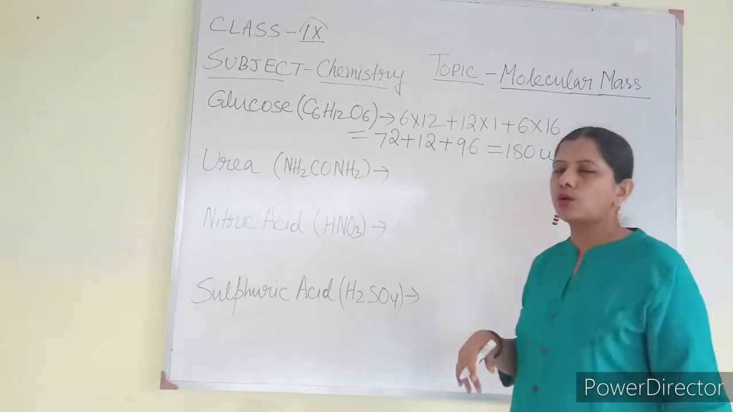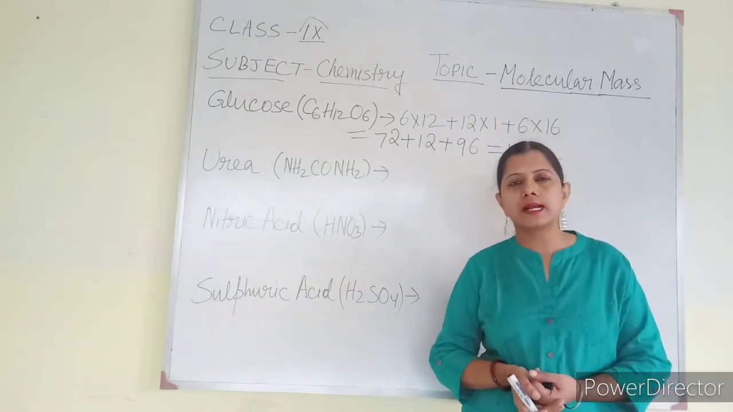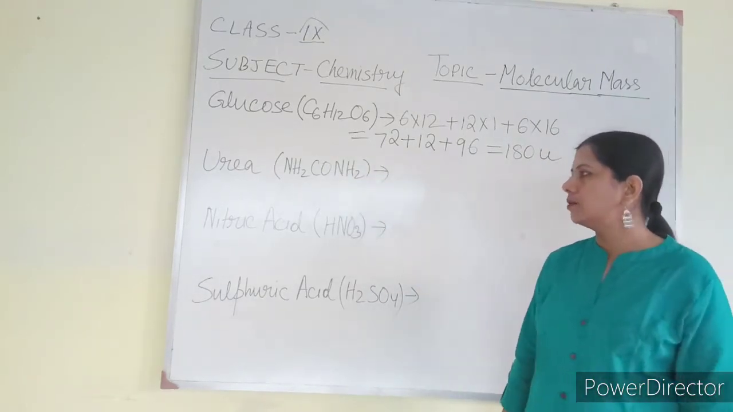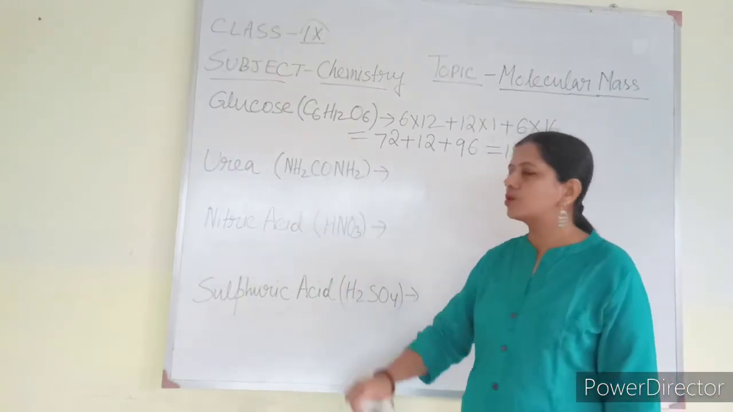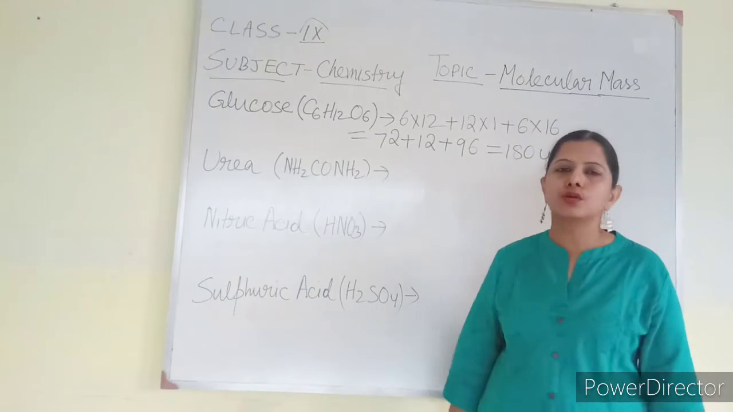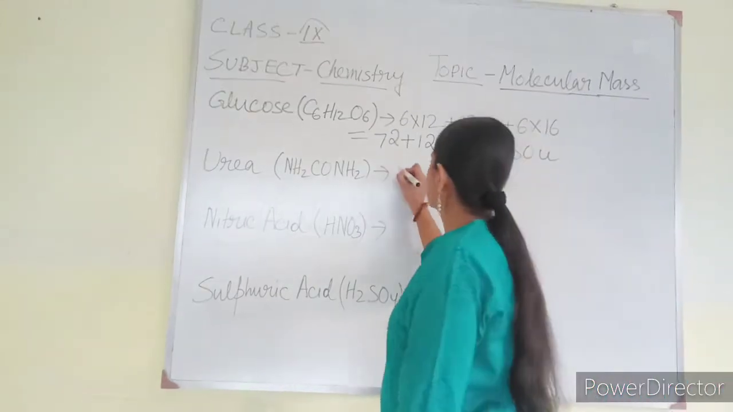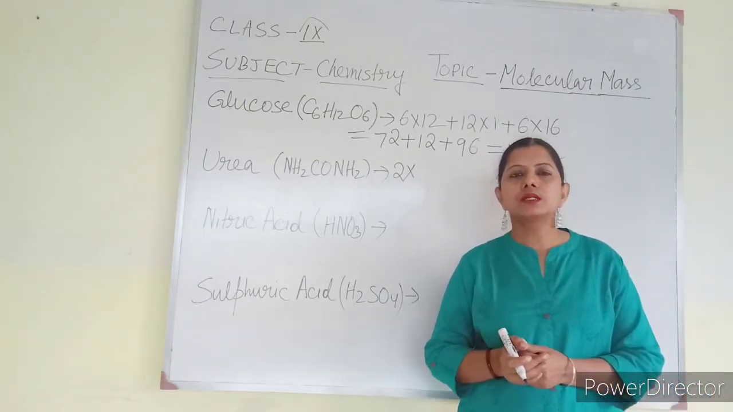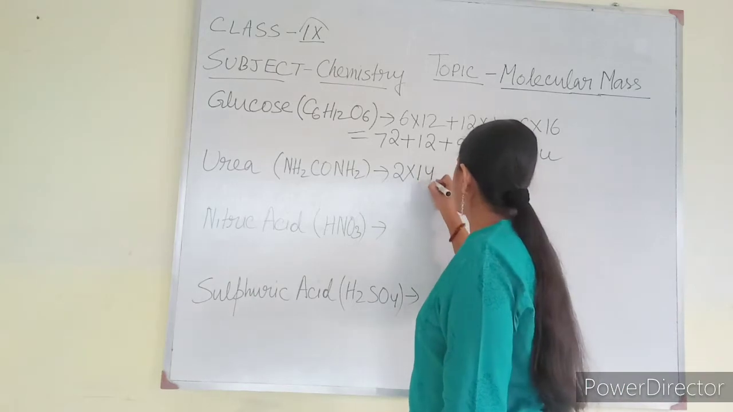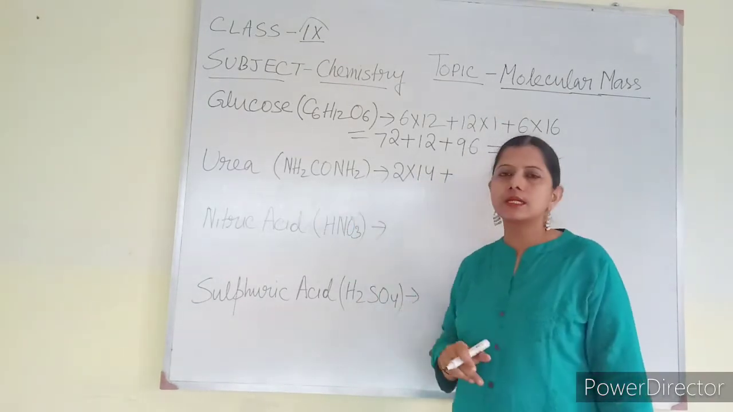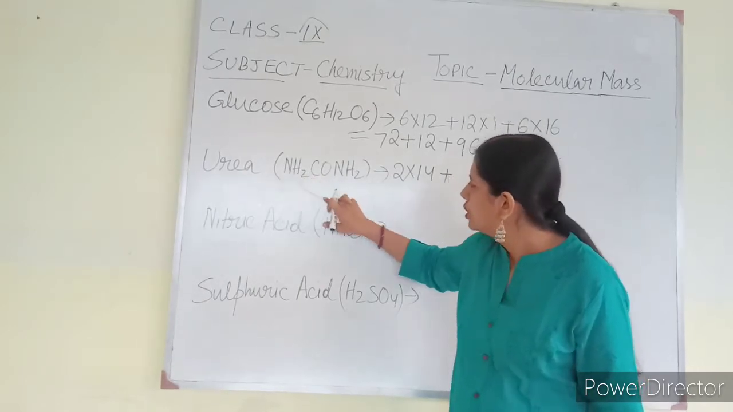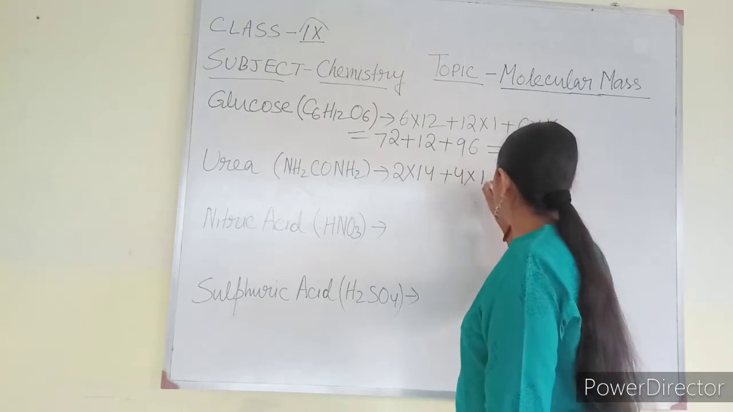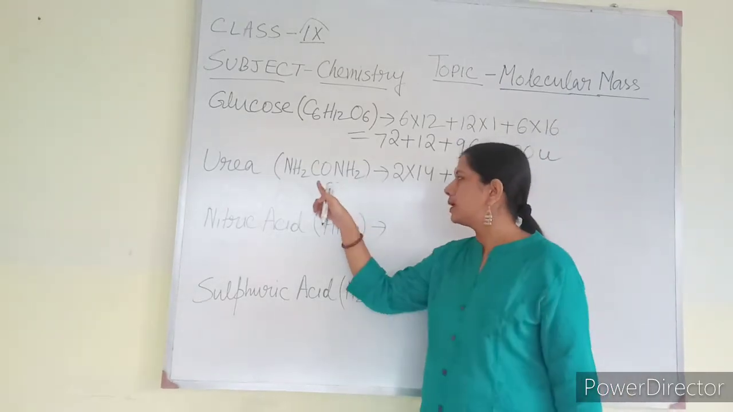180 unit. As I already told you, the unit of molecular mass and atomic mass is the same. So this is also U. Now let us calculate the mass of urea. How many nitrogen are here? 1 plus 1, 2 nitrogen is there. So 2 into, what is the mass of nitrogen? Mass of nitrogen is 14. So 2 into 14 plus how many hydrogen is there? 4 hydrogen. 2 plus 2, 4. So 4 into 1 plus how many carbon is there?